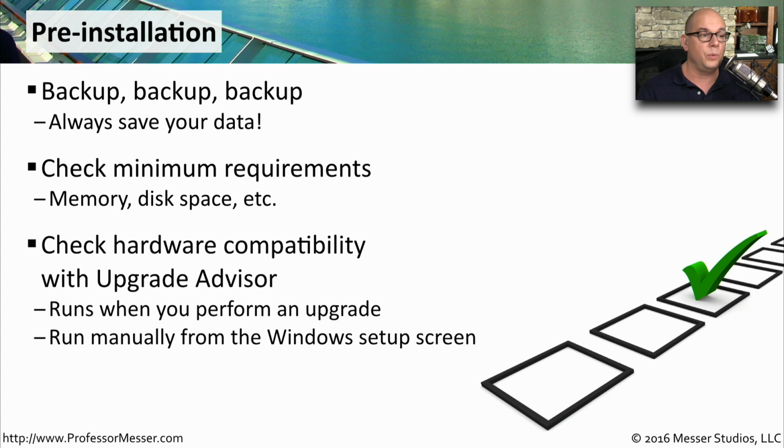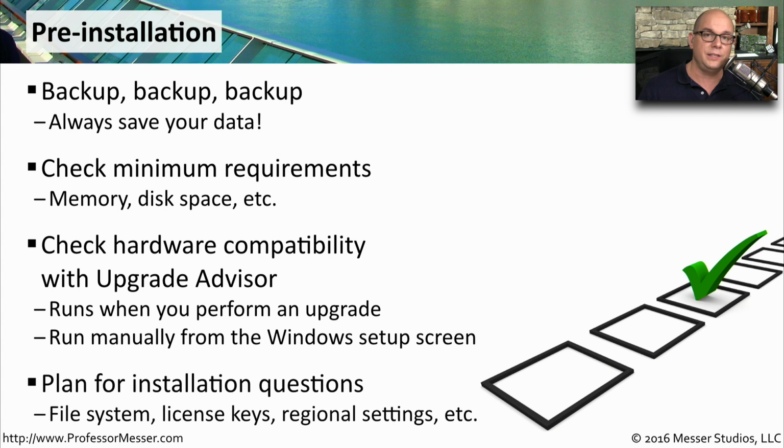If you'd like, you can run Windows Upgrade Advisor. You can download this from Microsoft's website, or you can run it manually during the Windows installation process. And of course, have your license key available, know what type of file system you'd like to install, have the original settings available, and any other questions that may be asked of you during the installation.